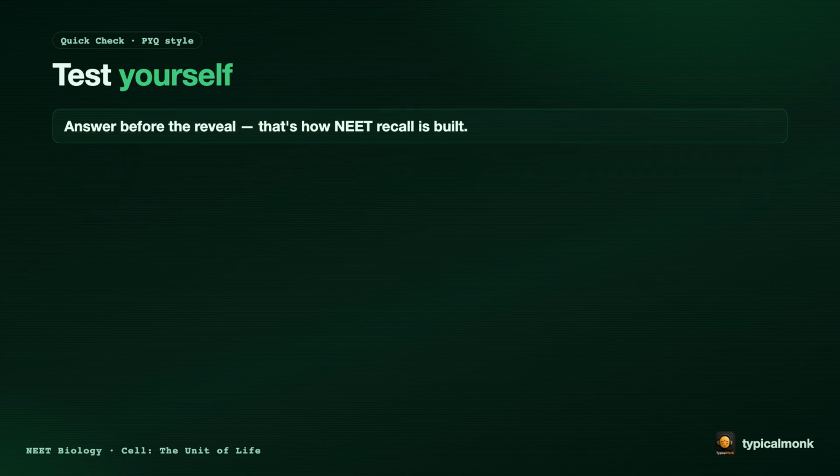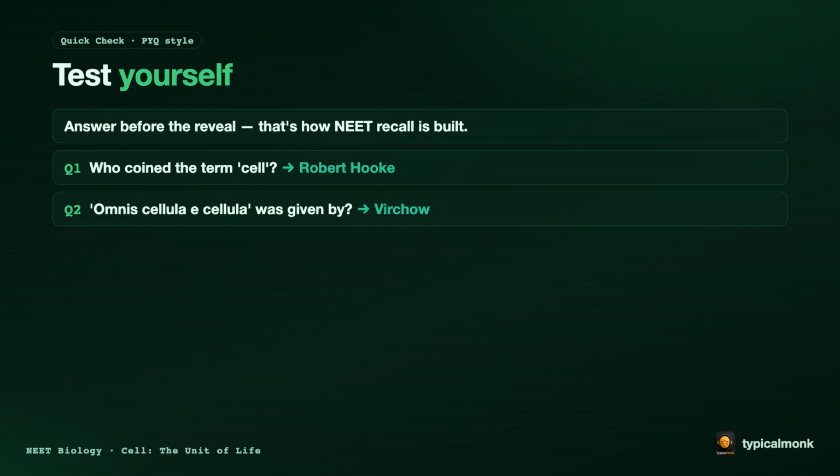Now, test yourself. Think of each answer before it appears. Answer first. That is how you build strong NEET recall. Question 1. Who coined the term cell? Answer: Robert Hooke. Question 2. Who said omnis cellula e cellula? Virchow. Question 3. The smallest living cell?